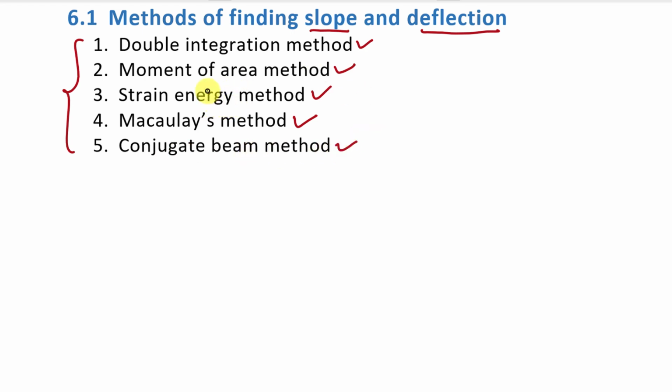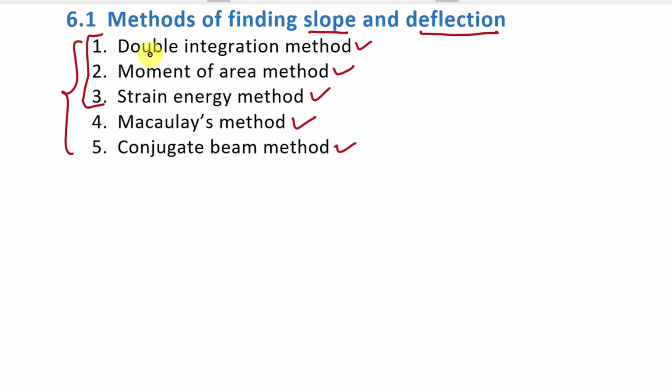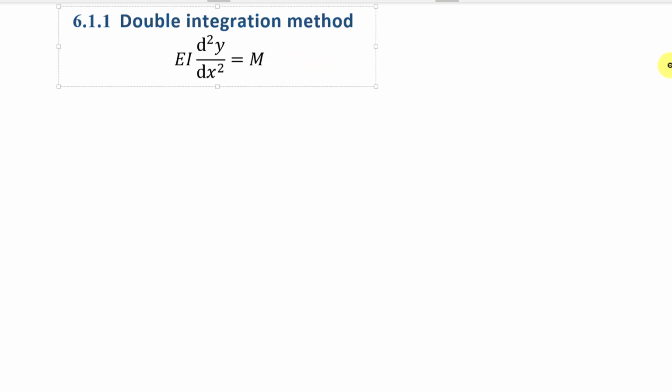Now in this chapter we will discuss these first three methods and we will find value of slope and deflection in different types of beam. First of all, we are going to discuss double integration method, in which you have to remember this equation.